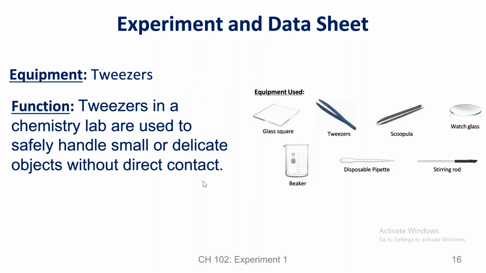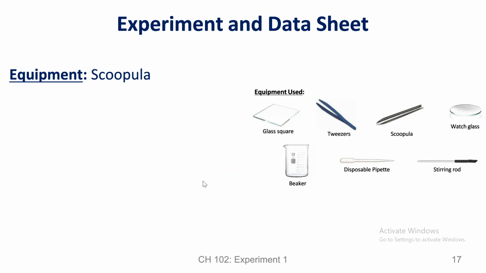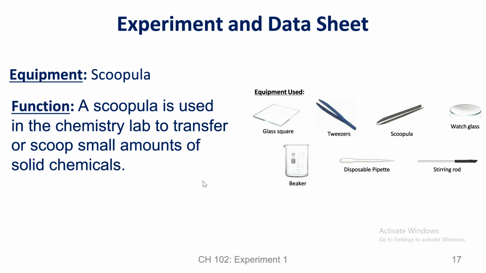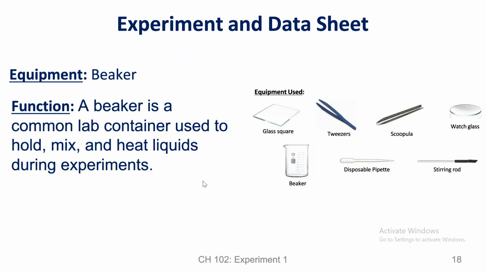And for tweezers, you're going to write the function is: tweezers in a chemistry lab are used to safely handle small or delicate objects without direct contact. Again, pause the video, write down the equipment and function, and then go on to the next equipment. Scopula. A scopula is used in the chemistry lab to transfer or scoop small amounts of solid chemicals. Beaker. A beaker is a common lab container used to hold, mix, and heat liquids during experiments. The beaker is right here.